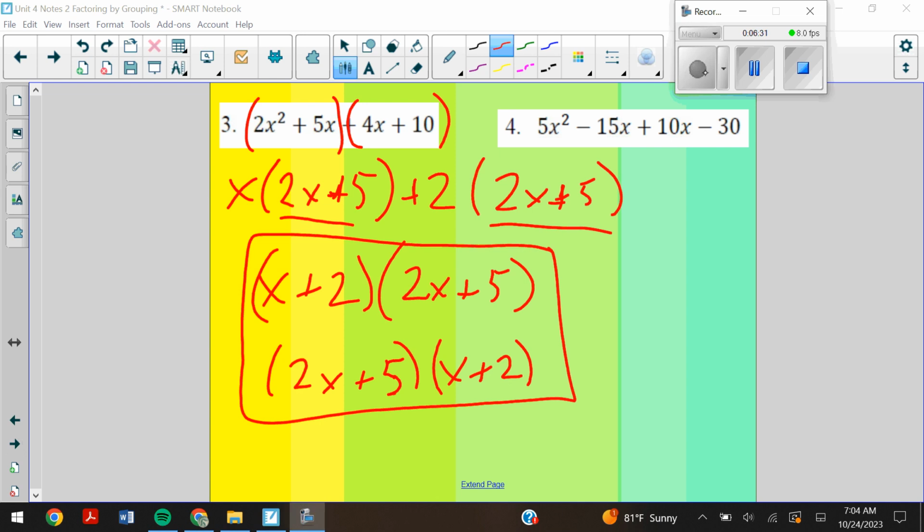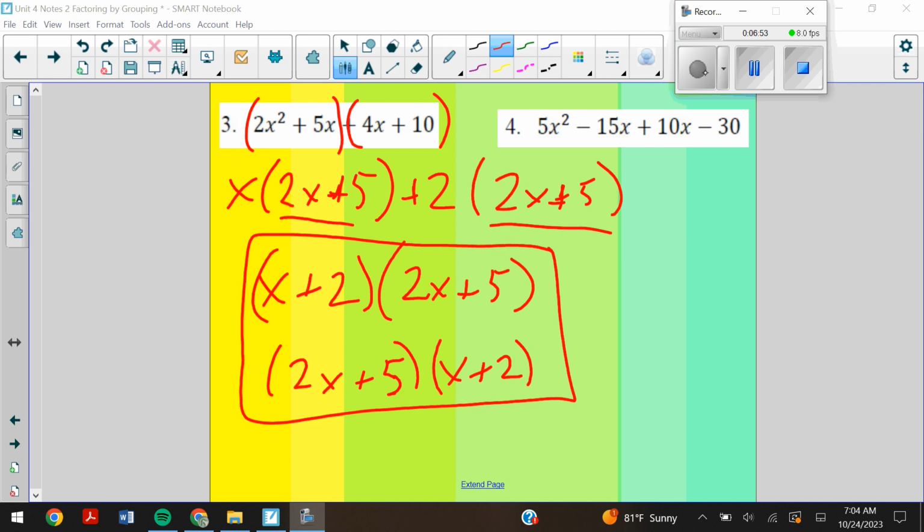All right, so I want you to take a look. All I did was problem 3 so far, and you'll see that I have 2 answers inside that box. Now, you'll notice they have the same things inside the parentheses. We have x plus 2 and 2x plus 5, or we have it the other order, 2x plus 5 and x plus 2. So here's the thing. It does not matter the order.